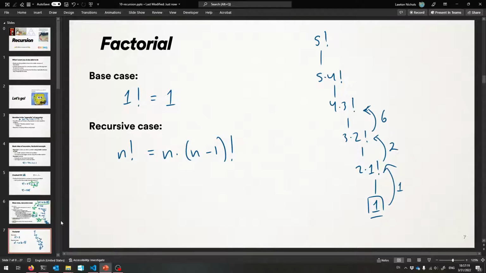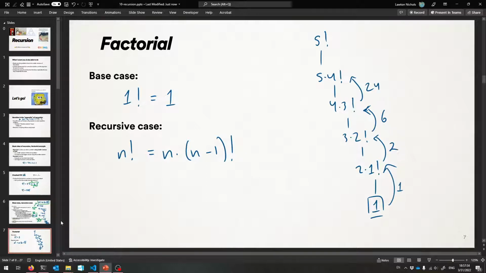And then that's 3 factorial. We can use that to multiply by 4 to get 4 factorial, and give that answer to whoever was asking for 4 factorial. So I'll take the 6, which was 3 factorial, multiply it by 4, and now I get 24 back. That was what 4 factorial should be.